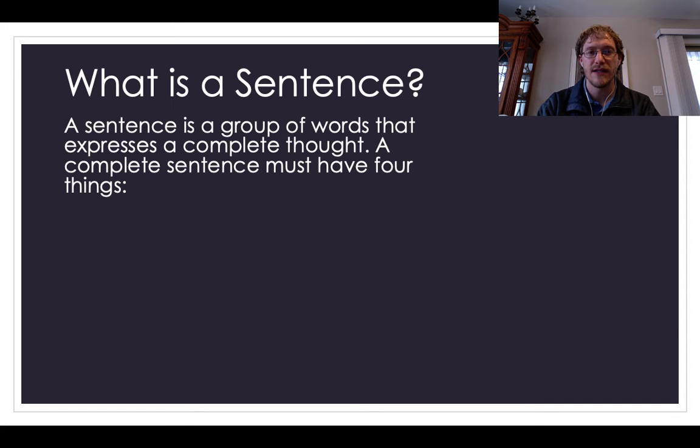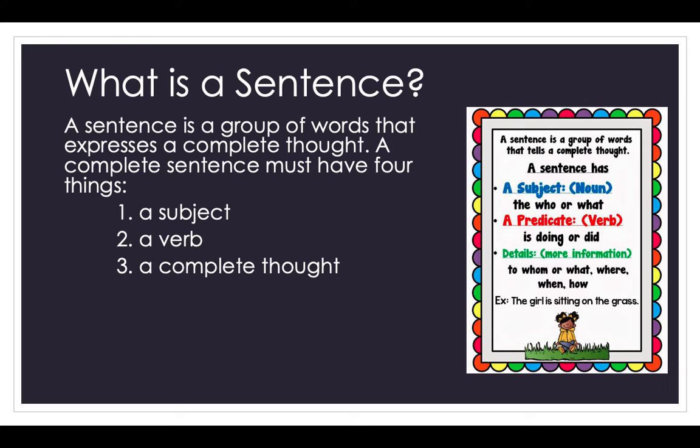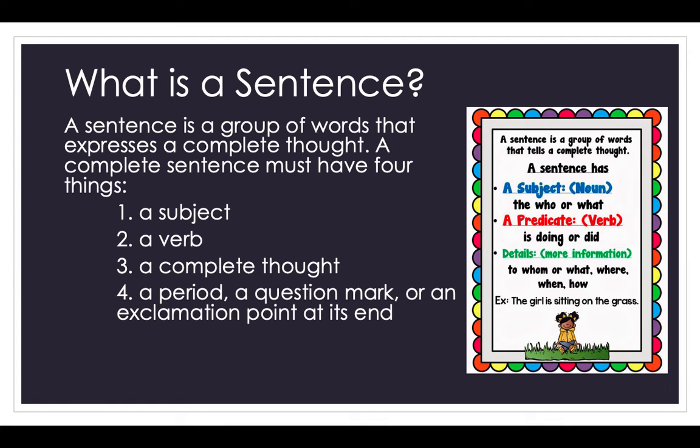Remember, a sentence is a group of words that expresses a complete thought. A complete sentence needs these four things. A complete sentence needs a subject. A complete sentence needs a verb. And a complete sentence must have a complete thought. And then a complete sentence must have a period, question mark, or exclamation point at the end. So it needs correct punctuation at the end of the sentence. You can see the picture on the right. It says a sentence is a group of words that tells a complete thought.